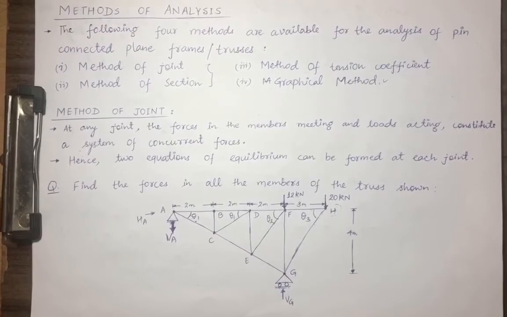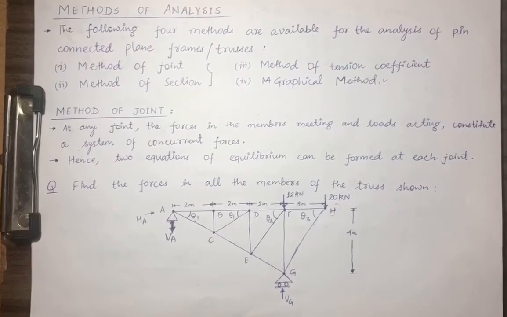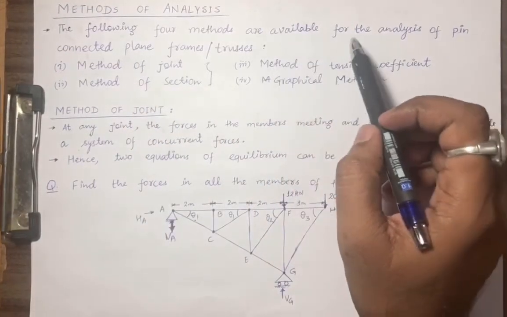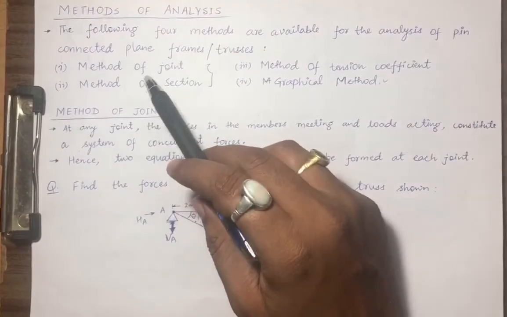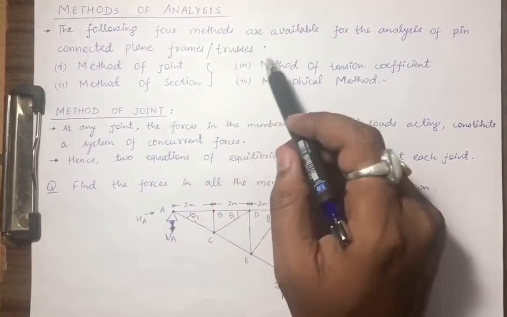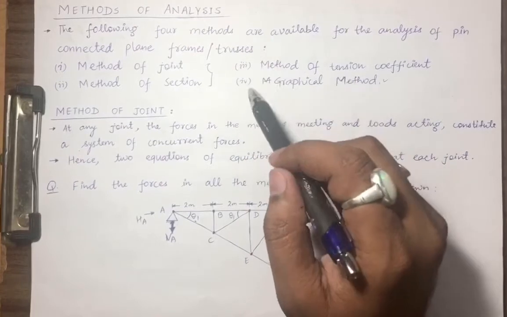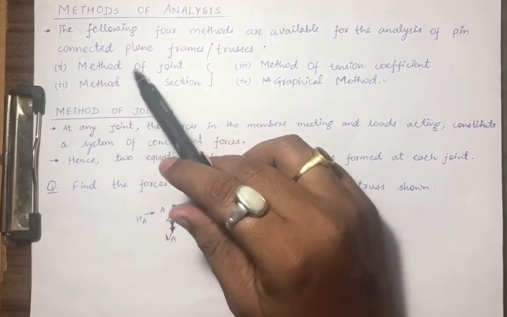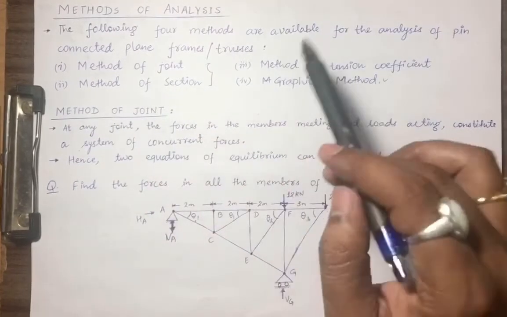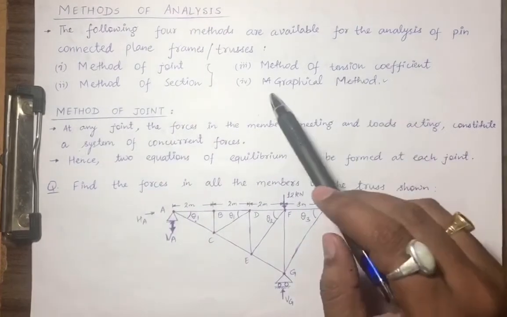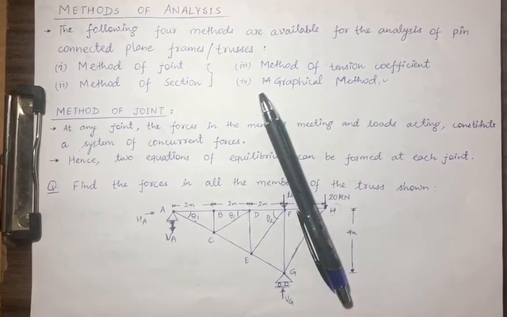So today we are going to see the various methods of analysis of the plane trusses. The following four methods are available for the analysis of pin connected plane frames or plane truss. In our syllabus trusses are there. First is method of joint, second is method of section, third is method of tension coefficient, and the last one is graphical method. So graphical methods we are not using.